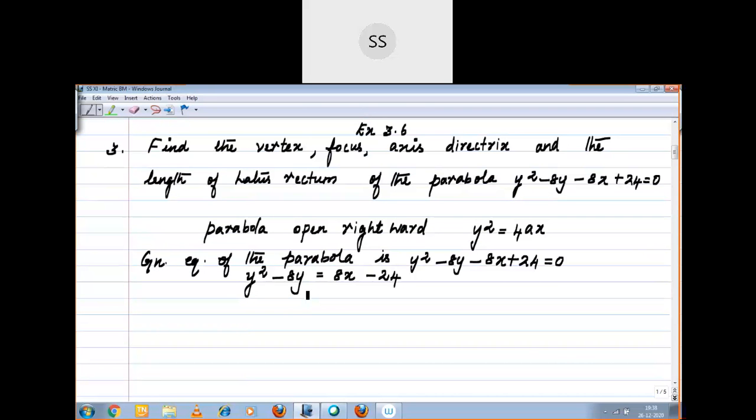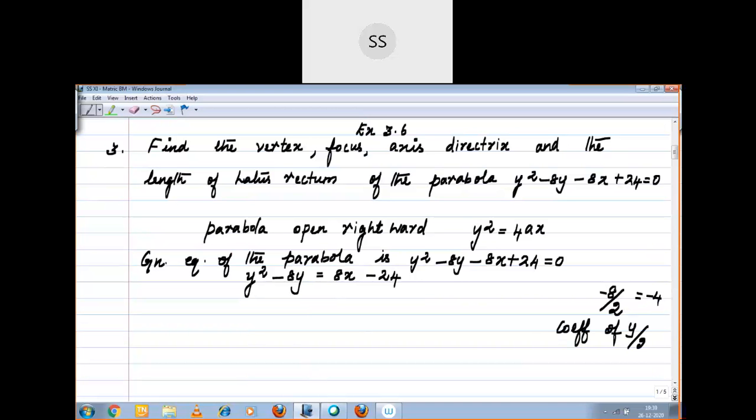You have to divide the coefficient of y by 2. Here the coefficient of y is minus 8. When you divide by 2, you will get minus 4. You have to square and add and subtract. Right? You have to square this number, that is the coefficient of y divided by 2.